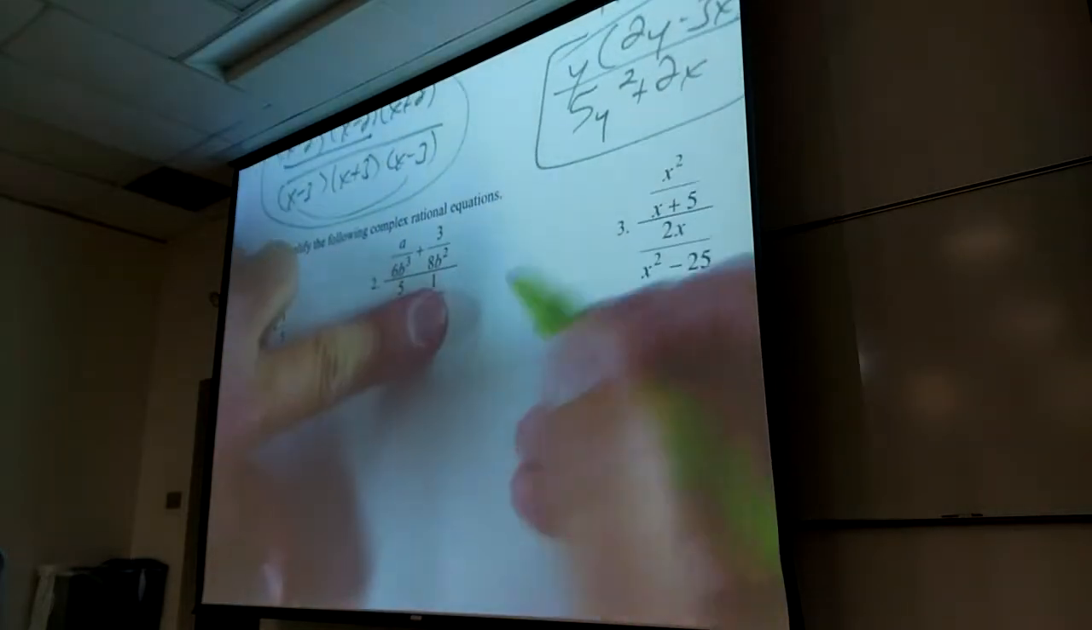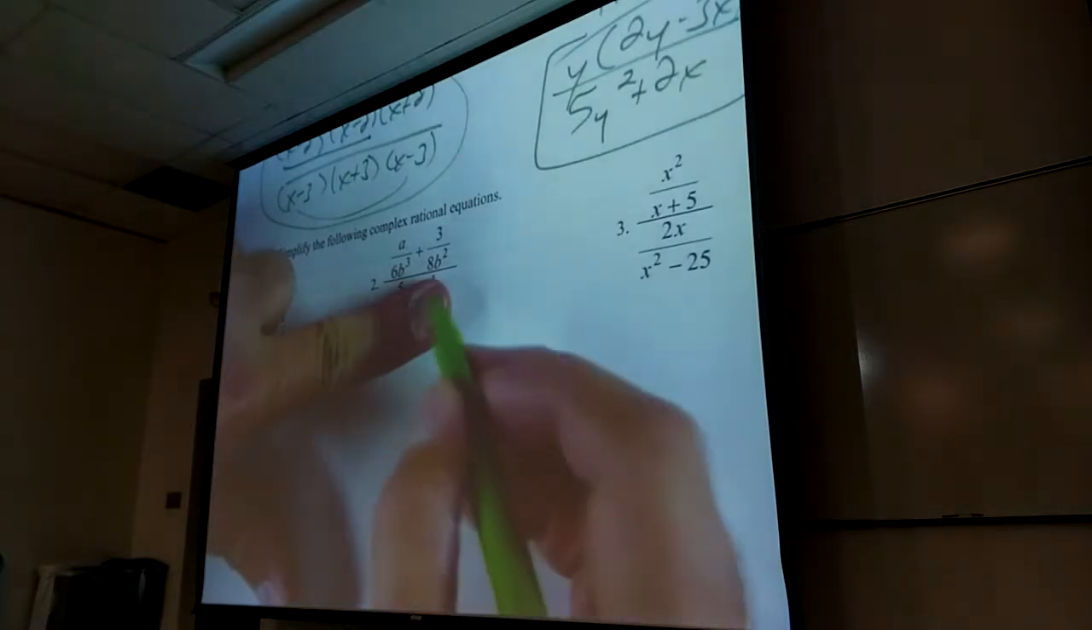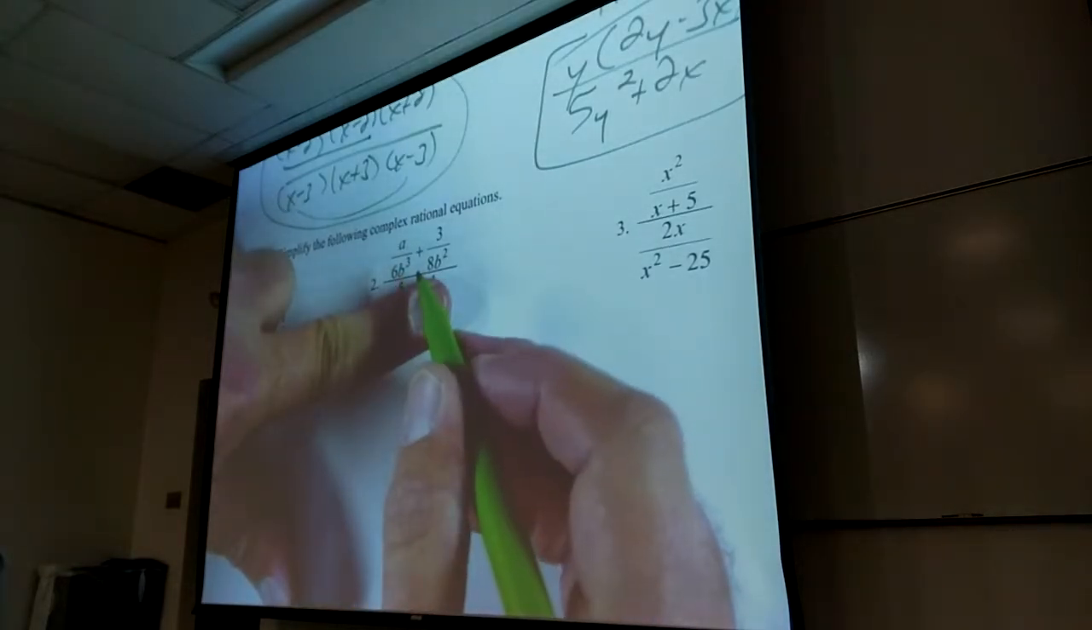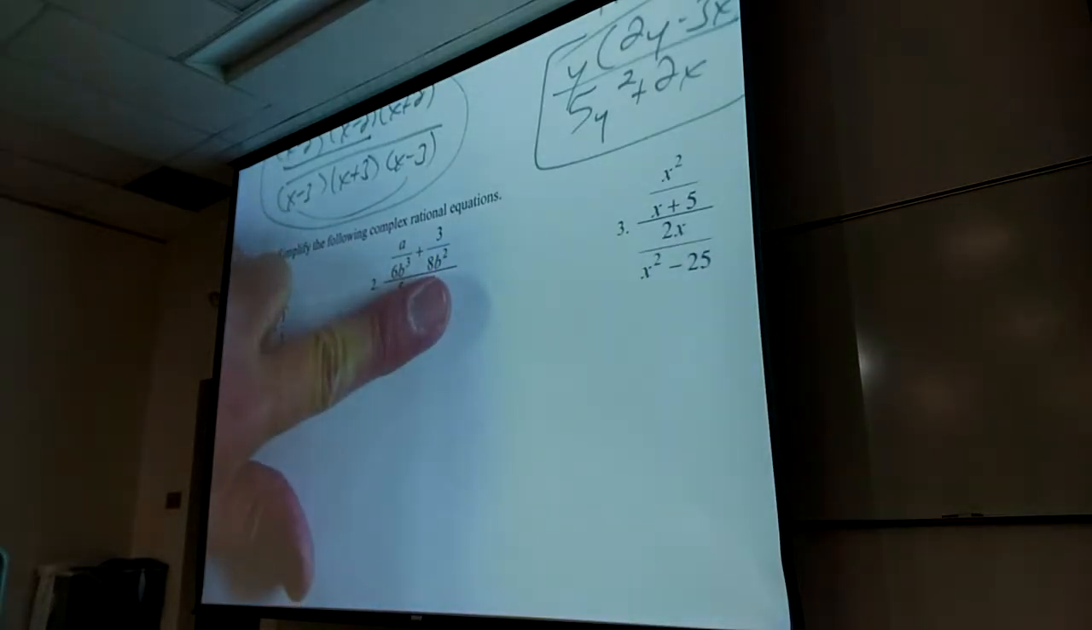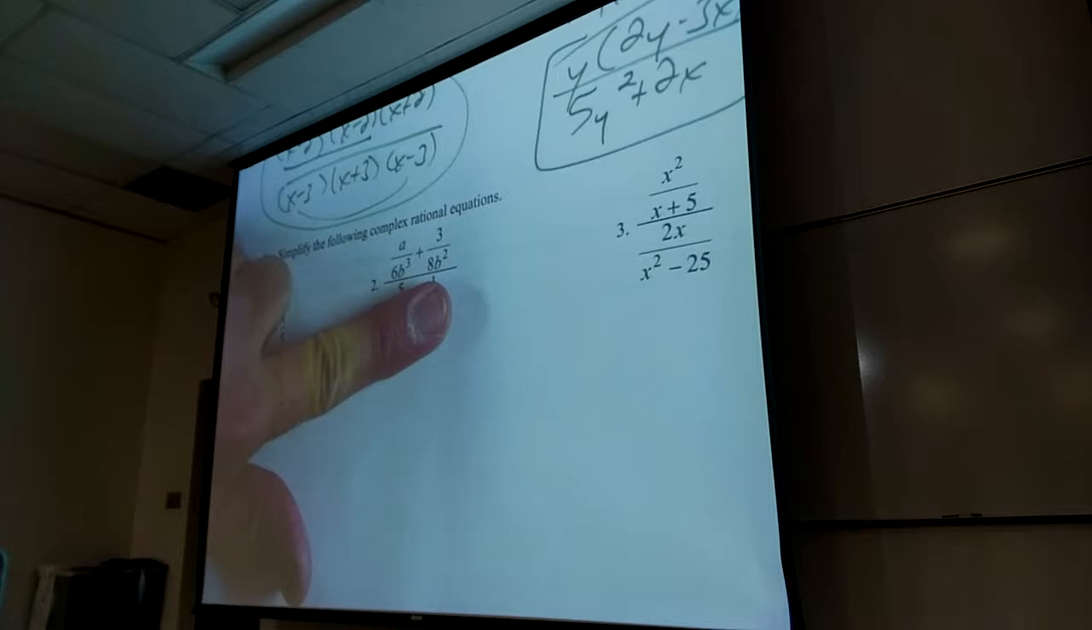So looking at the top by itself, what's the LCD of 6 and 8? 24. Let me try to show you something kind of neat. I'm just going to tell you this once, and if you don't like it, what is 6 times 8? 48. But what number do 6 and 8 have in common? And what's 48 divided by 2? The LCD. Always works. If you don't like what I just said, oh well, don't do it.